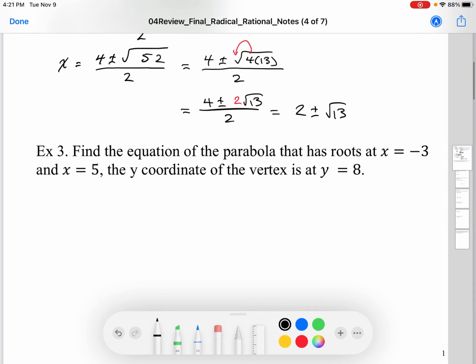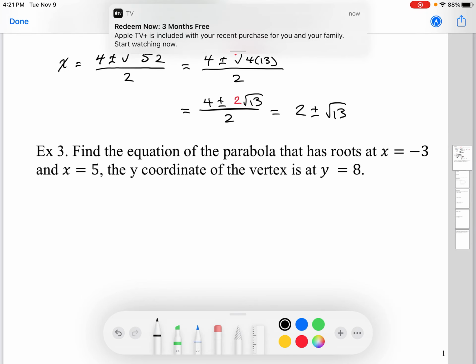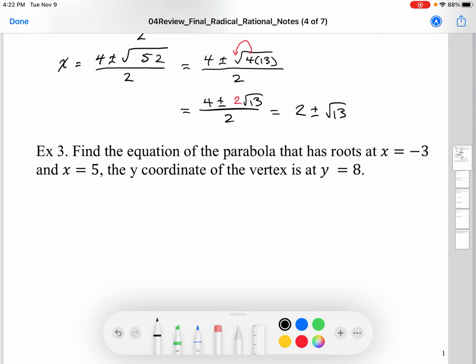So this is a problem where we're trying to find the equation of the parabola. So we have to decide what type of equation we want to use. We're given roots, and so we want to use the, well, we should check the rest of it. So y coordinate of the vertex is y equals 8. Well, that only gives me the y coordinate. It doesn't give me the full vertex. So we're going to go with the roots here.